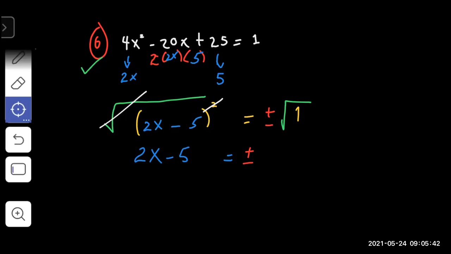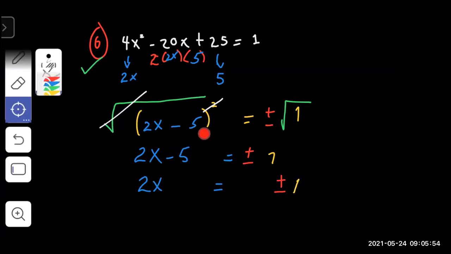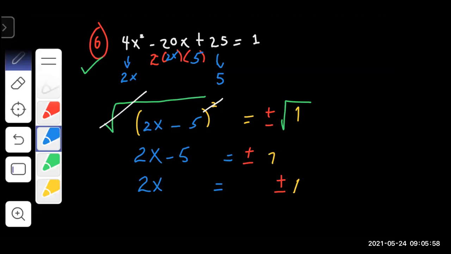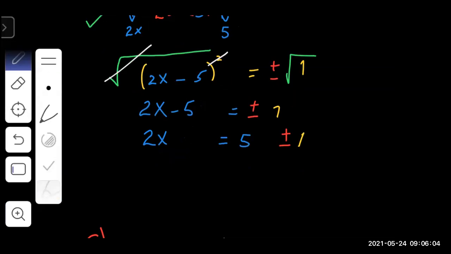I have a negative 5 here. Okay, I'm gonna move it. So this plus minus 1, guys, I'm gonna put it at the end, plus minus 1, okay? And this negative 5, then I'm gonna put positive 5 here. Is x alone already? I don't think so, right?